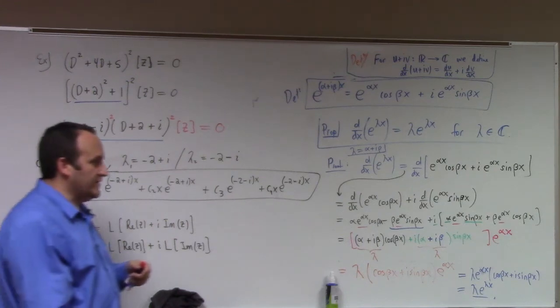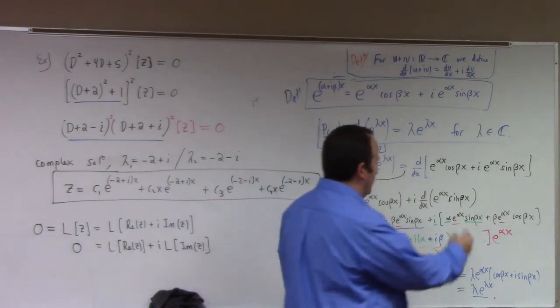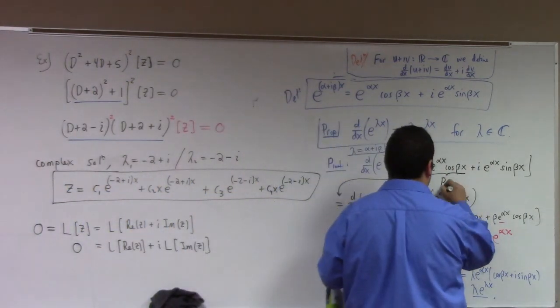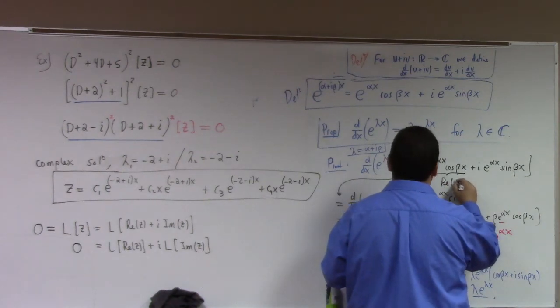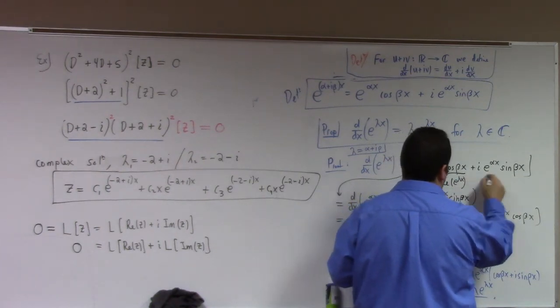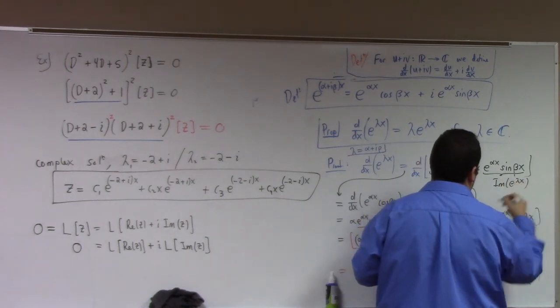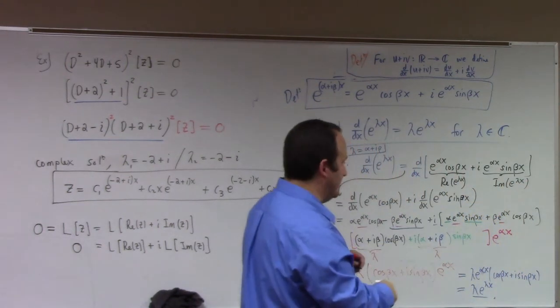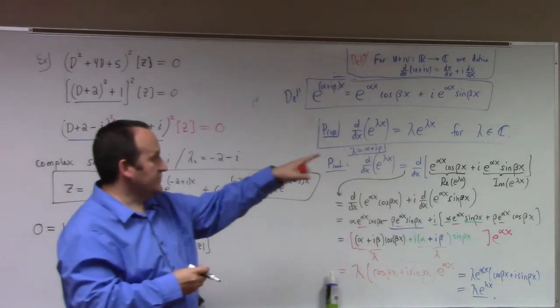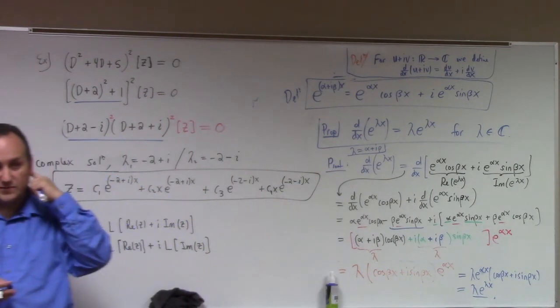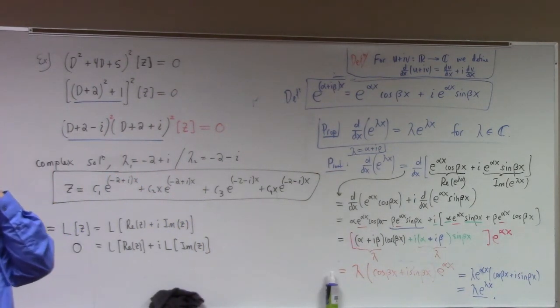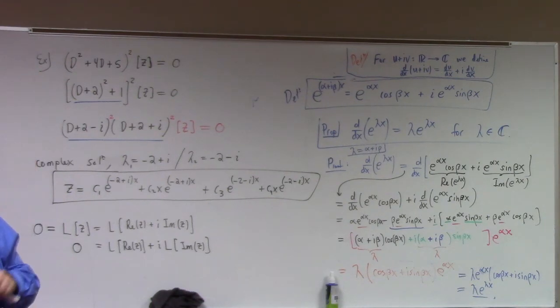It's really simple. It's almost already on the board. This right here is the real part of e to the lambda x. This is the imaginary part of e to the lambda x. And when you have x times it, you just multiply by x, essentially. Those are actually the solutions right there, the real solutions. Exponentials times sines and cosines. But I'll work that out in hopefully more clarity next time.